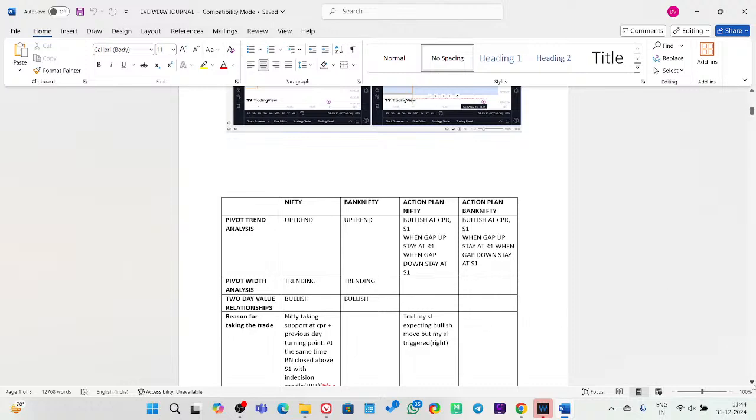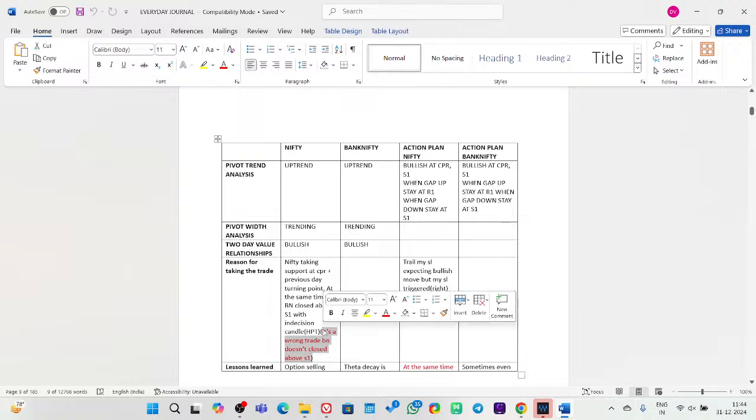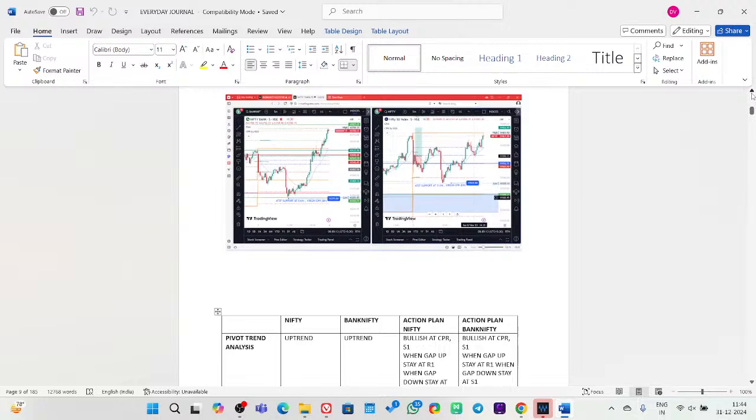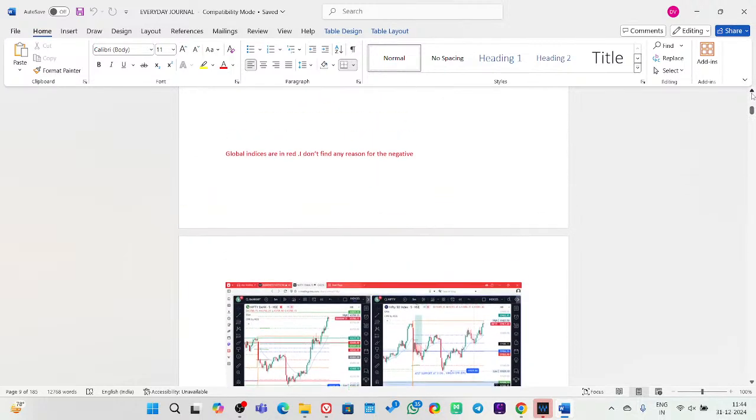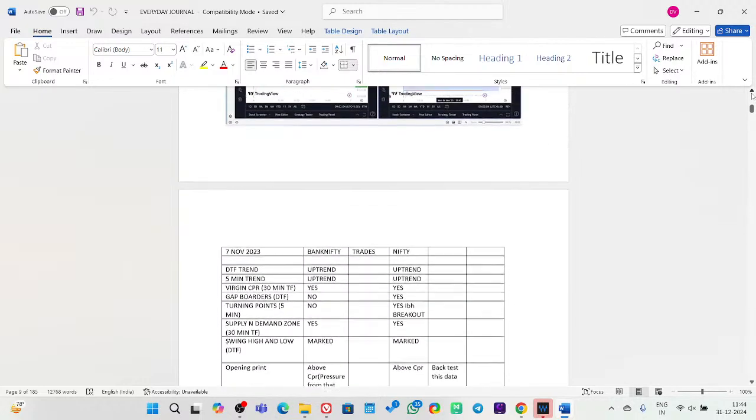When something went wrong, immediately I write it here. It's a wrong trade. Bank Nifty doesn't close above S1. On this day I made this mistake. I write it down here, and I come back to this trading journal and keep repeatedly watching it. I will learn something important for me. Like this, I structured my trading journal. This is the trading journal of mine.